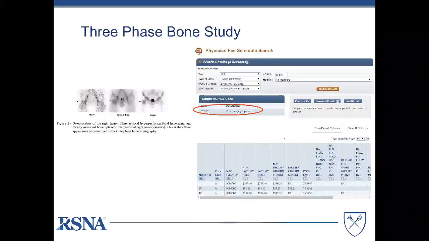And how about the 3-phase bone scan? In the first nuclear radiology module, we learned that you cannot bill for both the 3-phase study and the whole body bone scan. So what is the reimbursement for the 3-phase study? Here it is approximately $365.